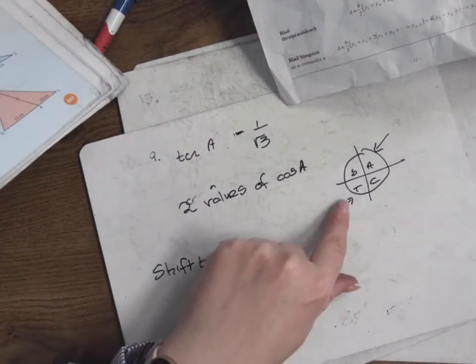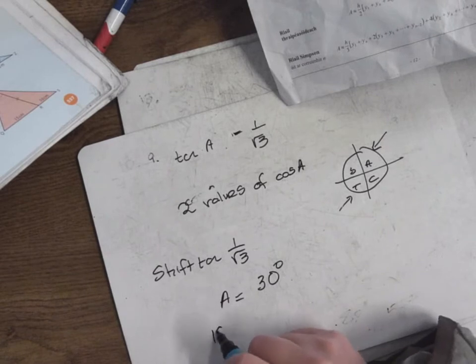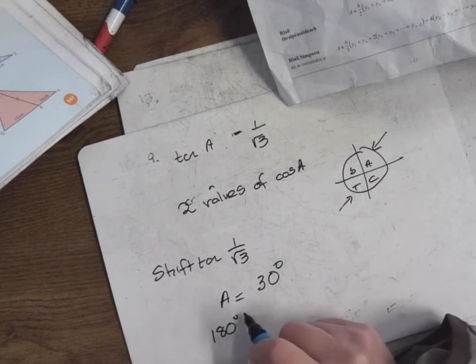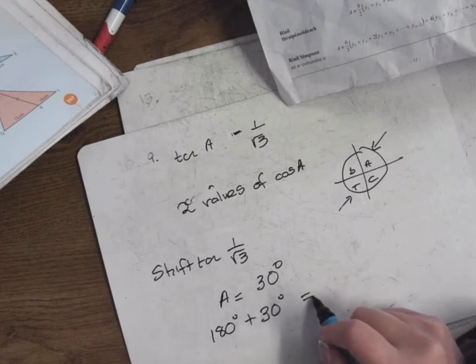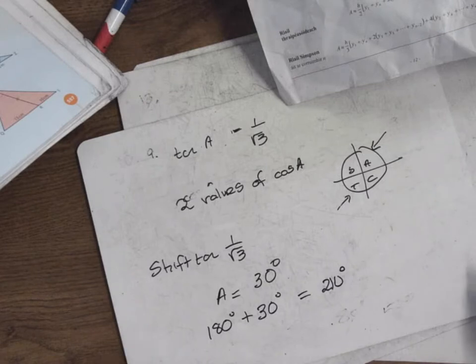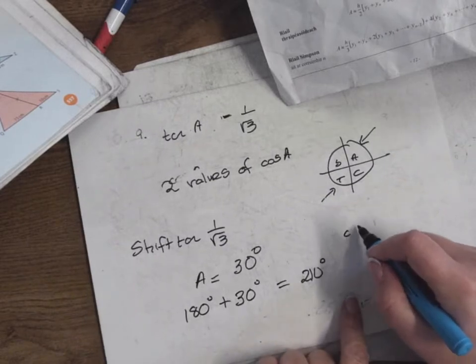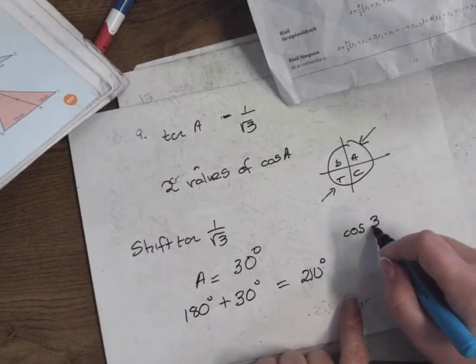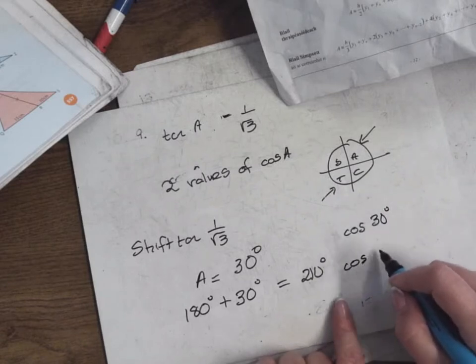I also need an answer in the third quadrant. So to get an answer in the third quadrant, I add to 180. So 180 add 30 gives me 210. Agreed? Is that okay? But they didn't ask me to get A, they asked me to get cos of A. So what I have to do is get cos of 30 on the calculator, and I have to get cos of 210.